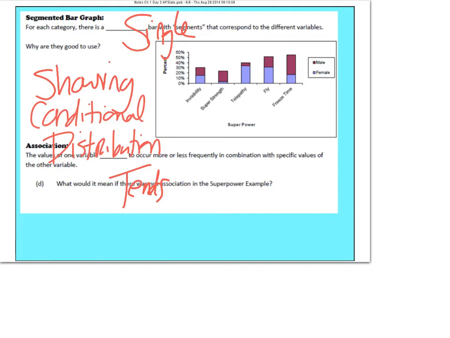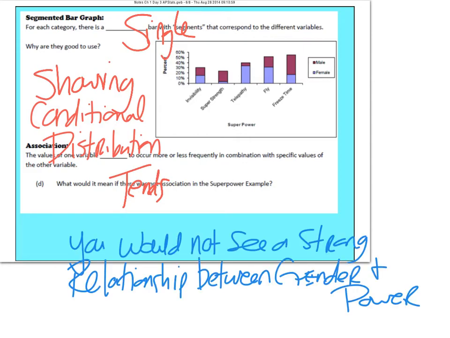A question here: what would it mean if there is not an association in this superpower example? One thing that could mean is that you would not see a strong relationship among the values of the variables. That is, you wouldn't see a strong relationship between gender and power. Because you might be asked, looking at a particular table or graph, is there an association? And we already talked about earlier that we thought there was an association between gender, in that flying and freeze time were more popular with those particular genders.